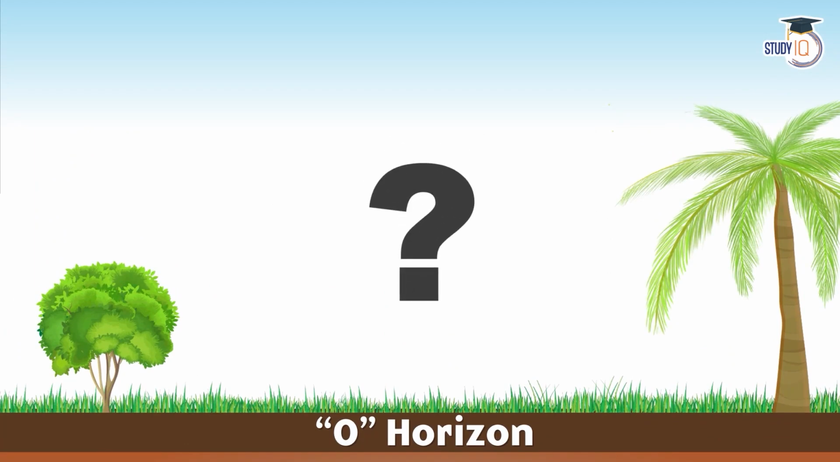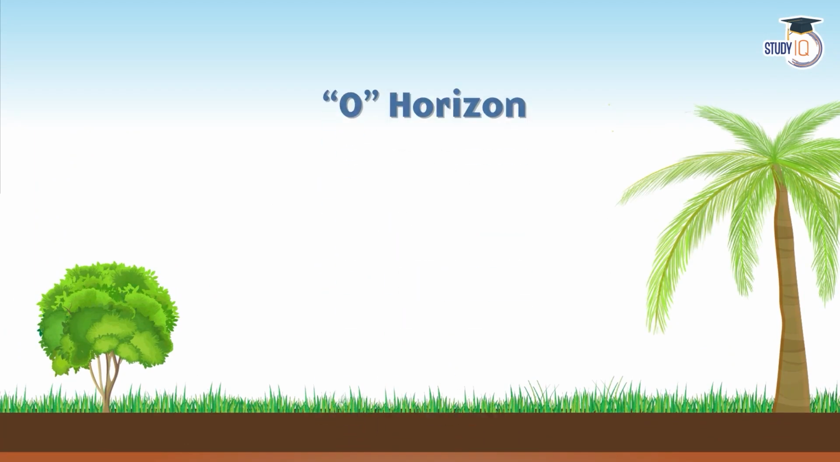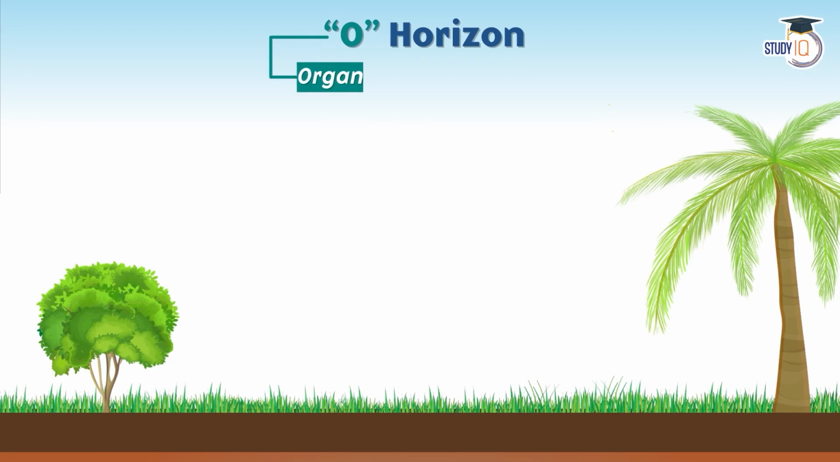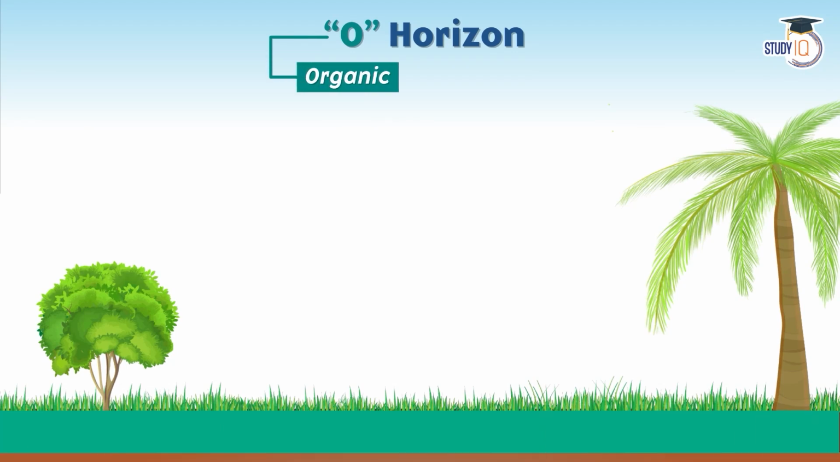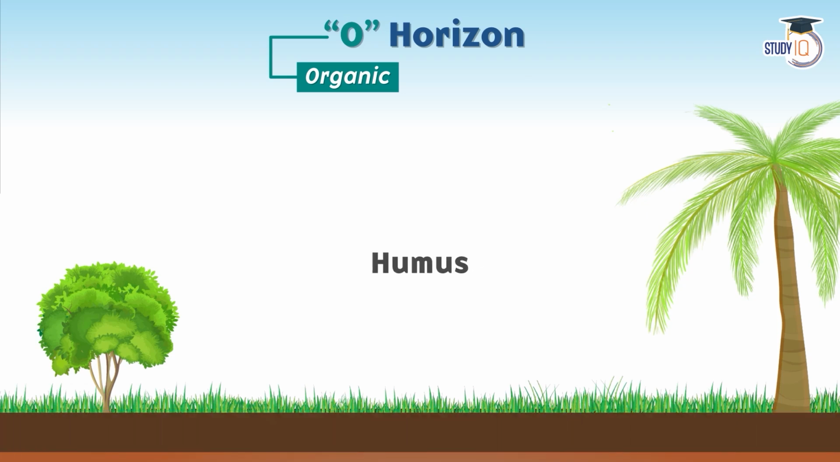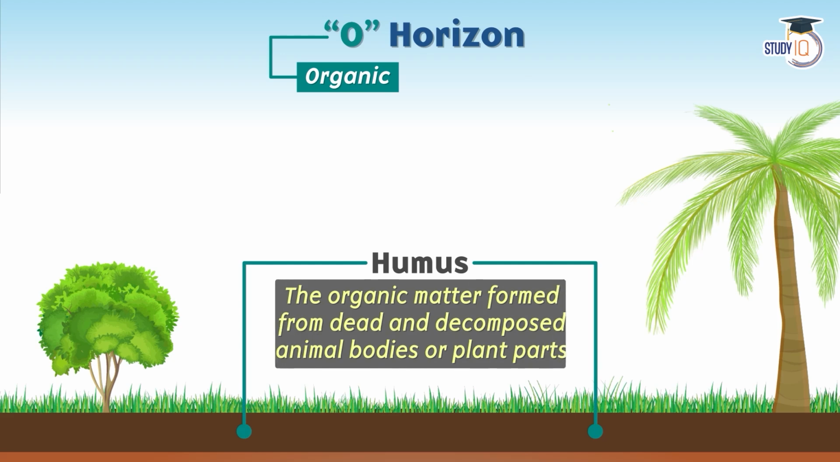Why does the series begin with O? Well, here O literally means organic. So this layer is basically composed of organic matter. The presence of humus makes this layer appear very dark in color. What is humus, you might ask? Humus is the organic matter formed from dead and decomposed animal bodies or plant parts. The presence of organic matter makes this layer rich in nutrients and also dark in appearance.